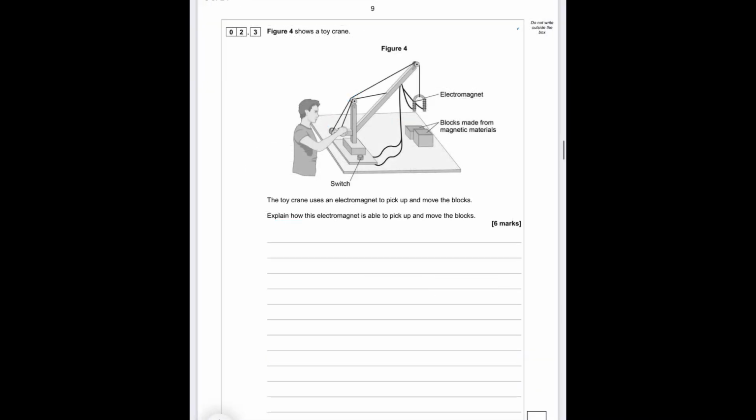In this next question, figure 4 shows a toy crane. It says a toy crane uses an electromagnet to pick up and move the blocks. Explain how the electromagnet is able to pick up and move the blocks.